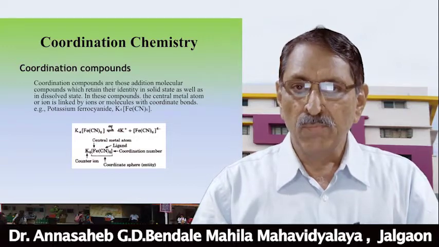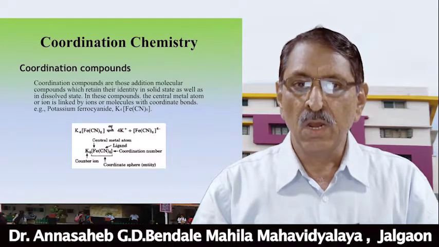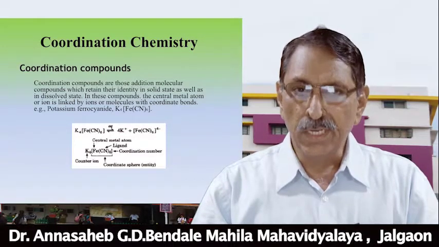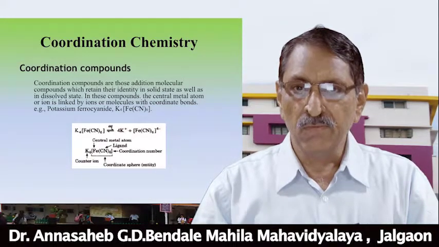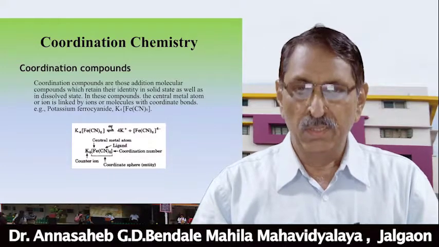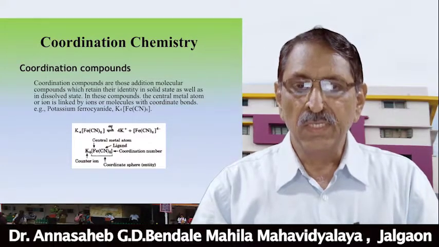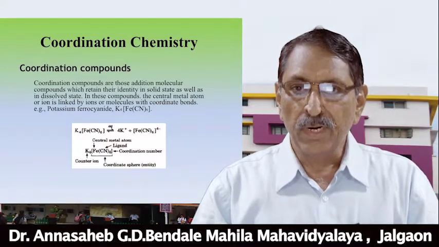Now, in these compounds, the central metal atom or ion is linked or joined by means of ligands or molecules with a coordinate bond. That is, the central metal ion is surrounded by a number of coordinate bonds which are formed from the ligands.